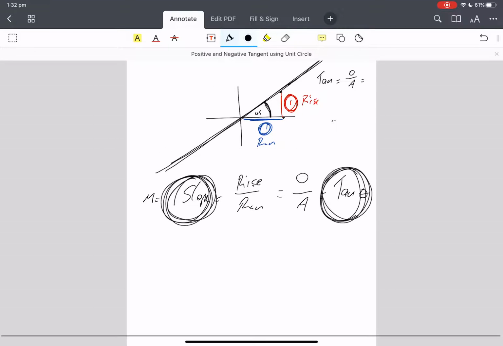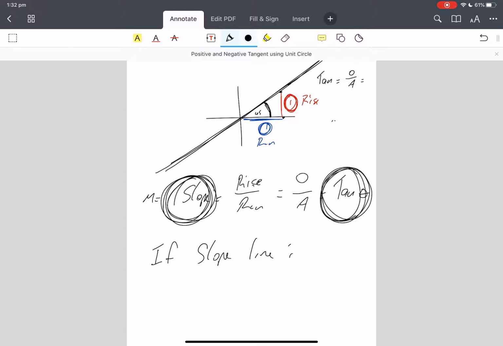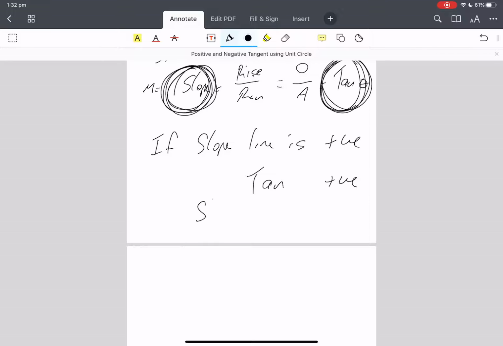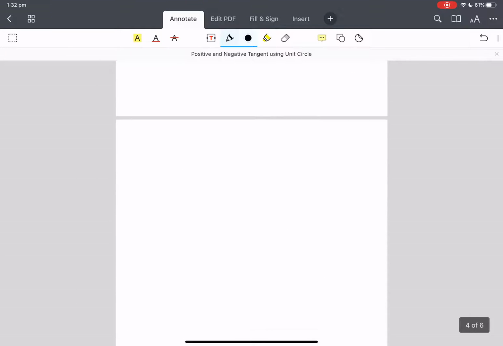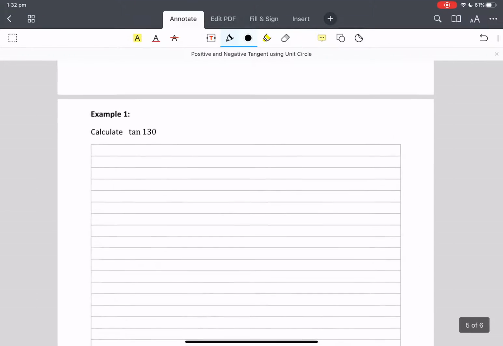So what we can say is if the slope of a line is positive, then tan has to be positive because they're the same thing. What if the slope is negative? That would mean that tan is negative. So tan is the same as the slope of the line. Yay. That means it's easy.